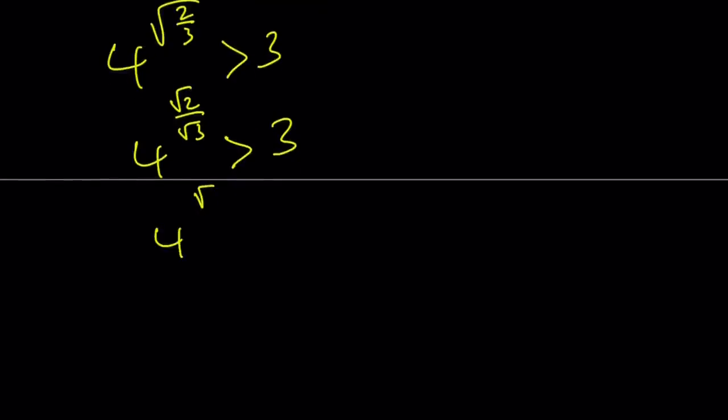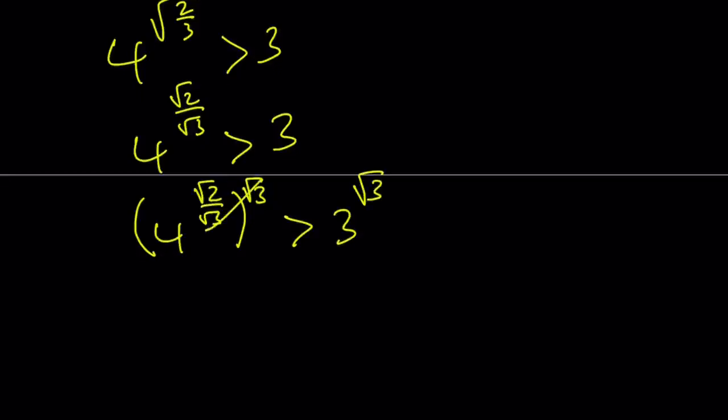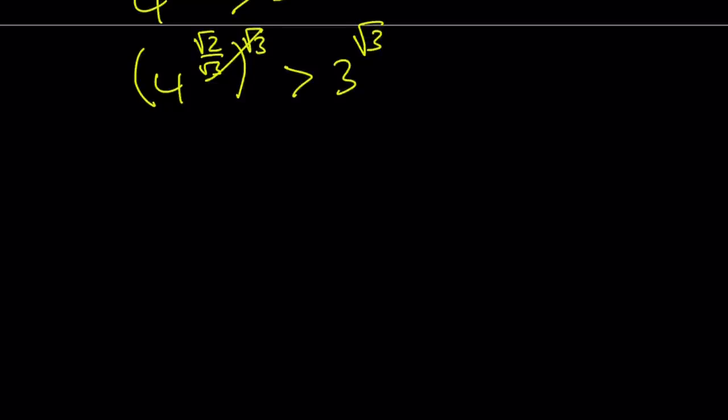Surprise, surprise. Okay. So I'm going to go ahead and get rid of the denominator here by raising both sides to the power square root of 3, which is again valid. And now the square root of 3 is going to cancel out from the power of a power property. What a name. And this is going to give us 4 to the power square root of 2 is greater than 3 to the power square root of 3. A lot of times people say, hey, when the base is smaller, it's usually the larger number. But in this case, that's not the case.